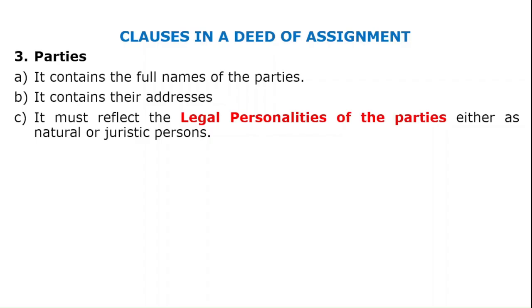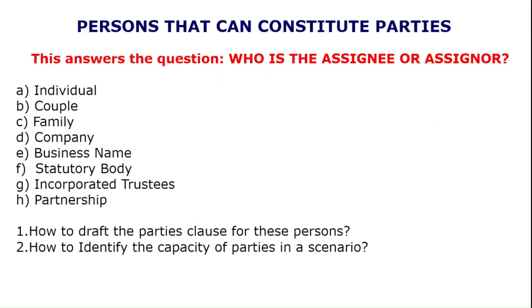Because there are varieties of juristic persons, which I'm going to show, and natural persons can also come in various forms. So you must be able to not only identify the legal personality of the assignor and the assignee, you must also know how to draft it to reflect their legal personality. For example, who can be the assignee and who can be the assignor? What I've done here is that no matter how the examiner wants to write, the assignor and assignee cannot exclude these people.